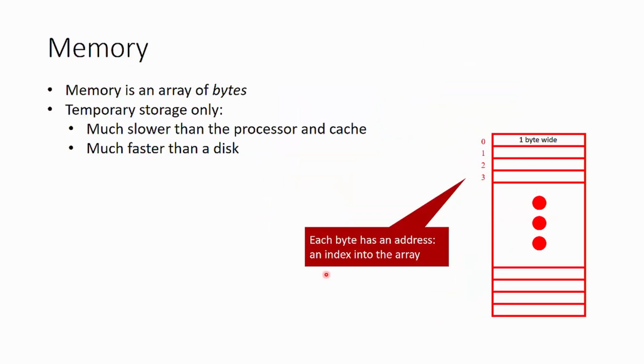So memory is going to be arranged in an array of bytes from 0 on up. It's temporary storage. Certainly RAM and the L1, L2 high-speed cache memories are all temporary. It is much slower than the processor and the cache. So random access memory here is going to be slower than the processor's registers and the cache memory on the actual processor die. But RAM is much faster than disk, both in terms of reading in and out of it and in terms of randomly seeking information on there.